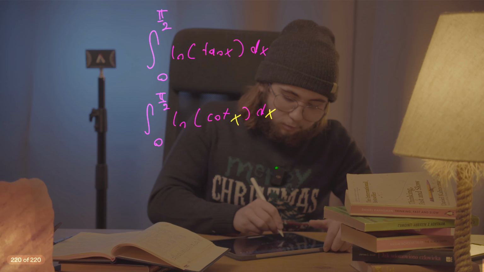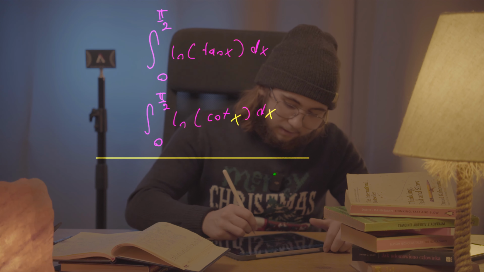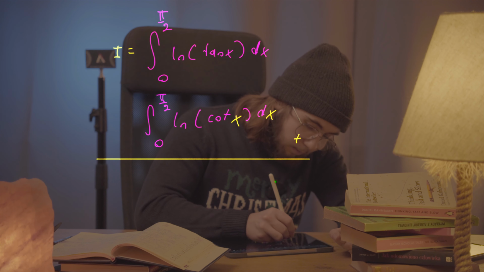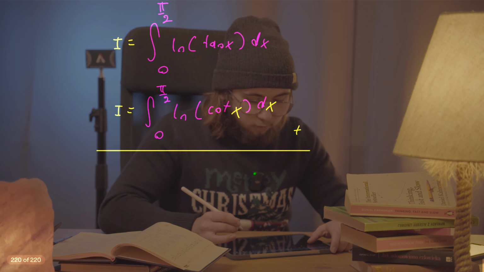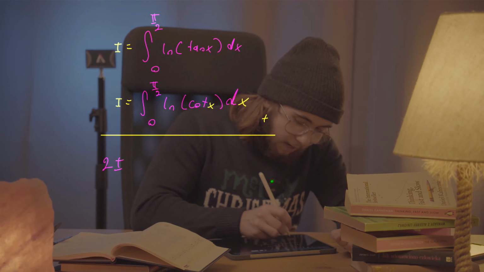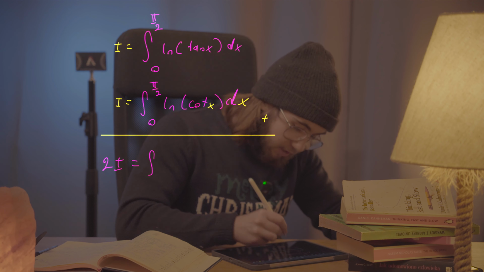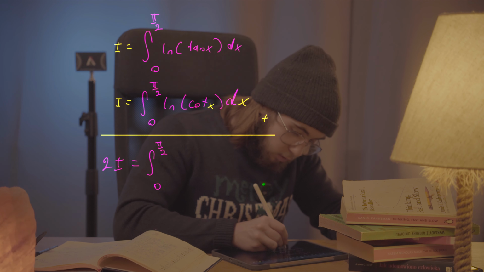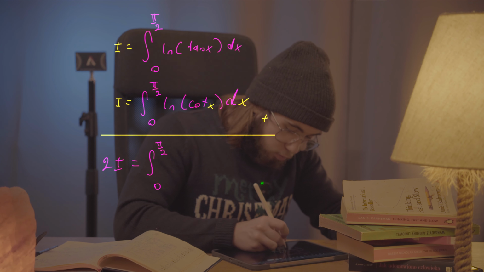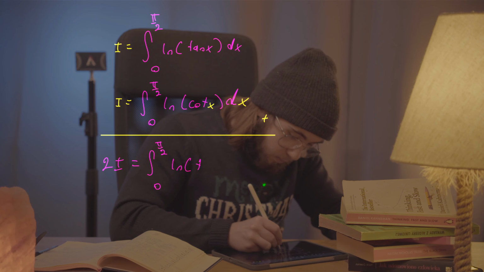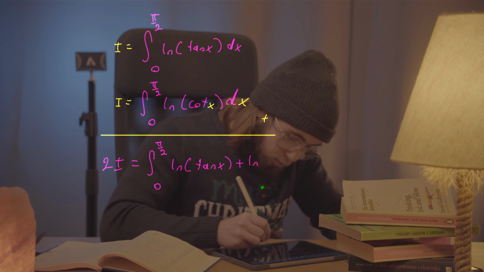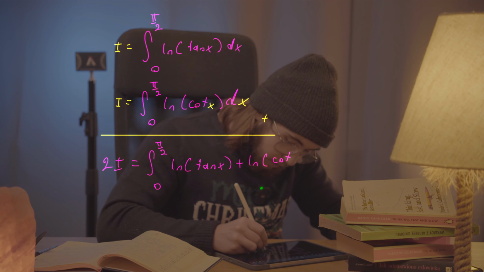And now I'd like to add those guys up together, and so, provided that they are both equal to I, which I know is true, I will get that double my I is equal to the sum of those integrals: the integral from 0 up to pi over 2 of the natural log of the tangent of x plus the natural log of the cotangent of x, all dx.